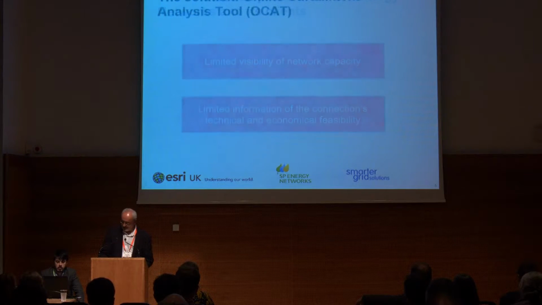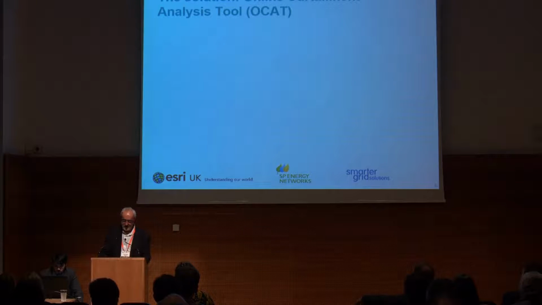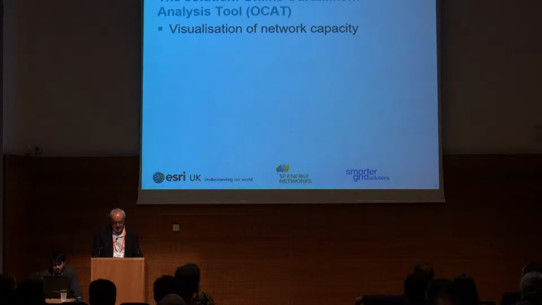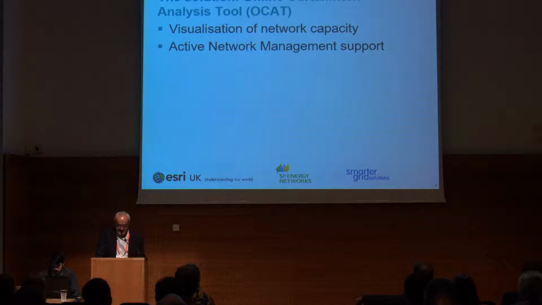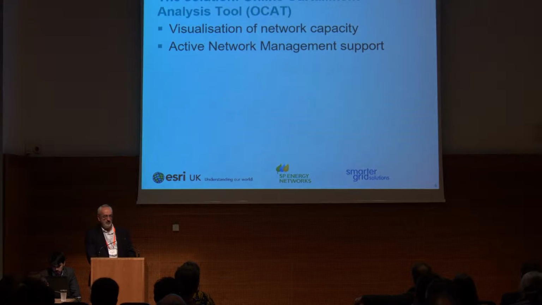So the solution: the online curtailment analysis tool, fortunately shortened to OCAT. It's a bit of a mouthful. Even people who've heard of this before keep forgetting what it's all about. But the objective was to create an online tool that can be used by customers to understand how active network management, which I'll come back to in a minute, can facilitate network capacity for their individual project ahead of formal application. Basically, looking to provide customers with visibility of network capacity to assist in planning new generation projects.